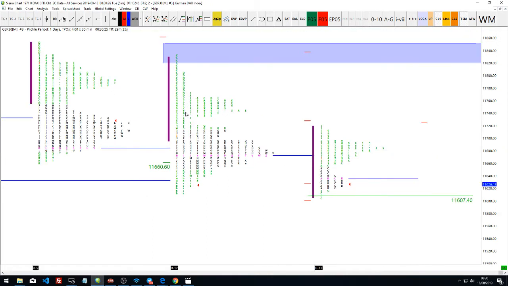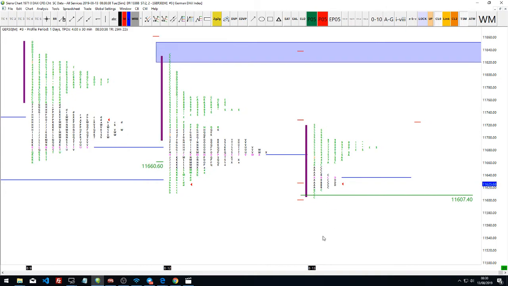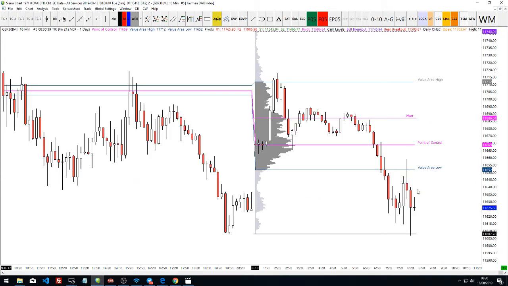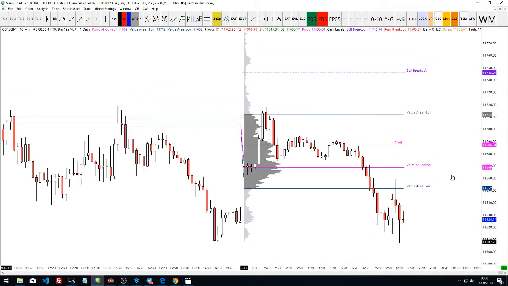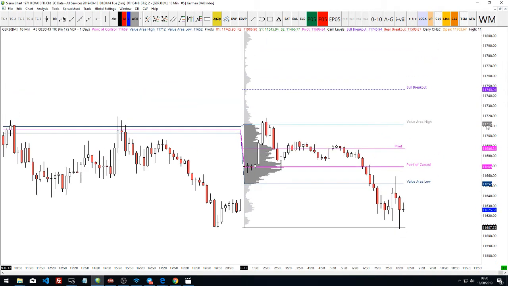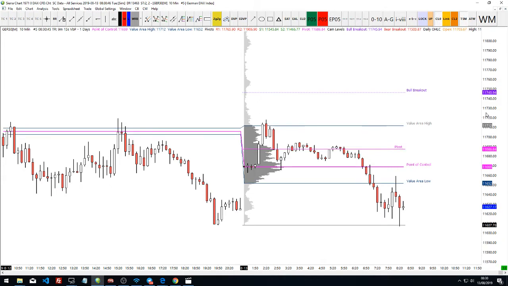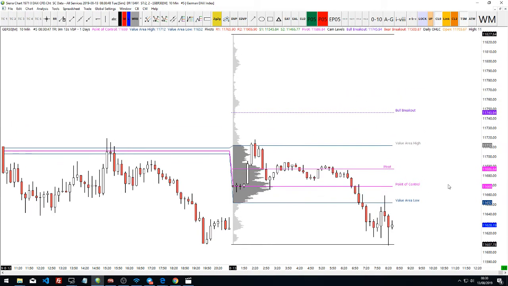All right, so yesterday the profile was skewed, if you like, to the downside. What I mean by that is that the value area was at the bottom of the profile, and it was actually below the value area of the previous day. And I think what we can do then is just take a look at the actual volume profile, which is similar, but has some fundamental differences.